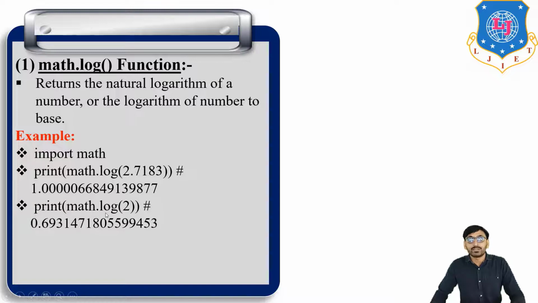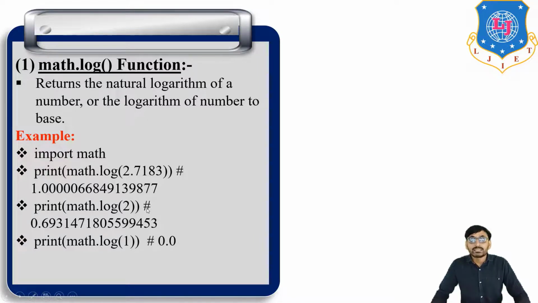Then print math.log(2). We get the answer 0.6931 something. Then print math.log(1). We know that log 1 means 0. The answer is 0.0 because the answer we get is a float number.